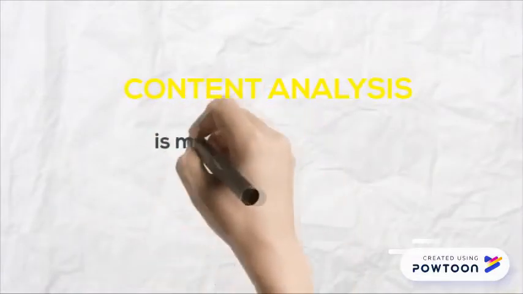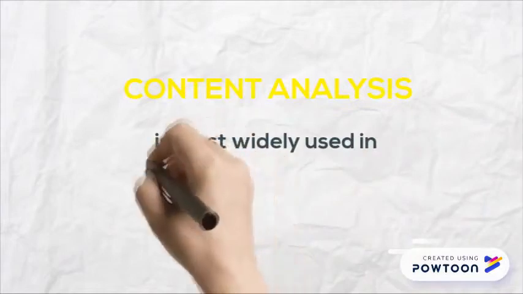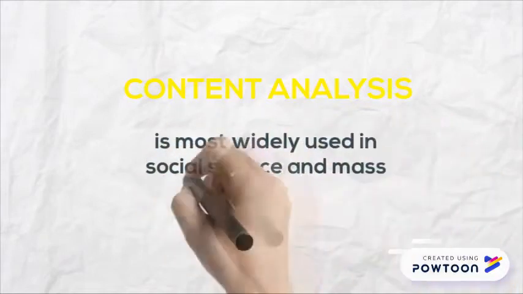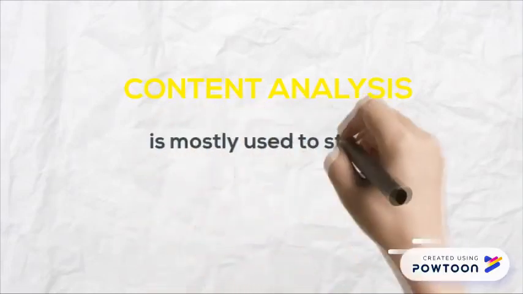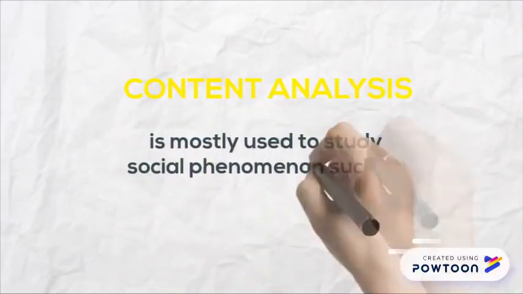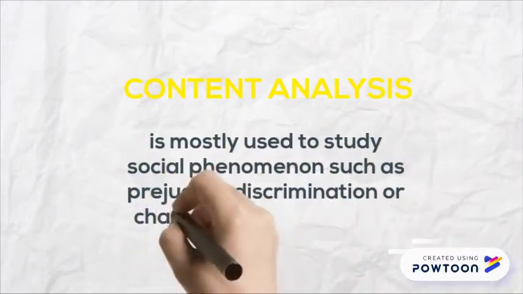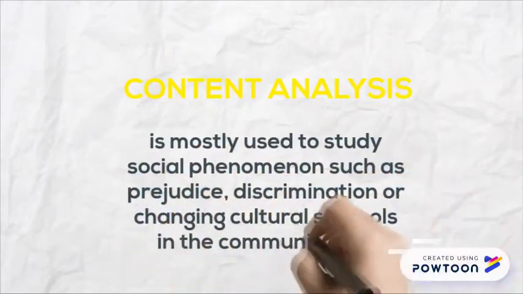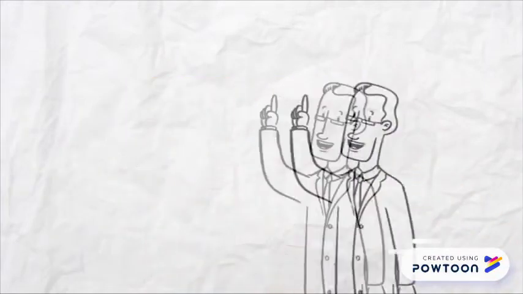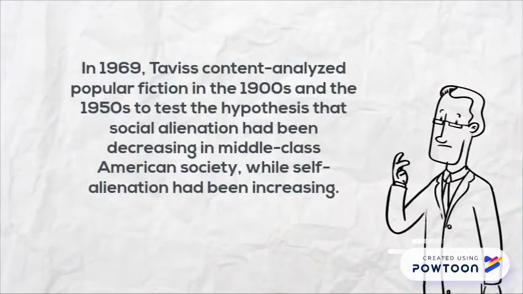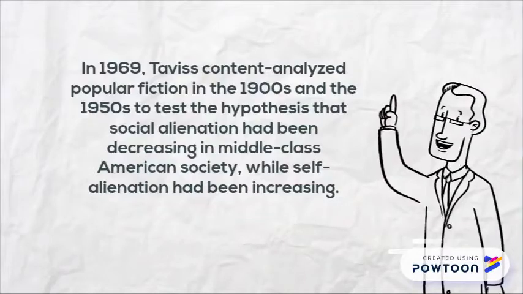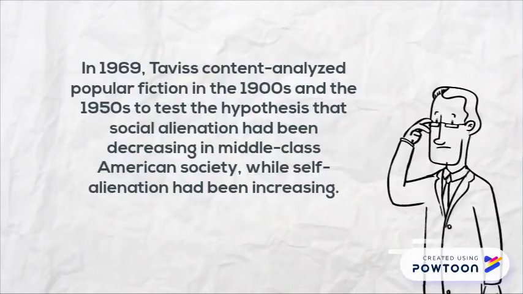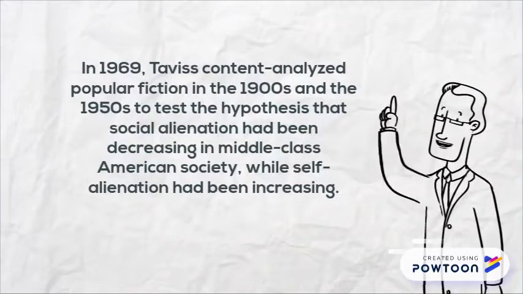Even though scholars from various disciplines use content analysis, it is most widely used in social science and mass communication research. One of its most important applications has been to study social phenomena such as prejudice, discrimination, or changing cultural symbols in the communication content. To understand the changing cultural symbols, in 1969, Tevis content analyzed popular fiction to test the hypothesis that social alienation had been decreasing in middle-class American society, while self-alienation had been increasing.